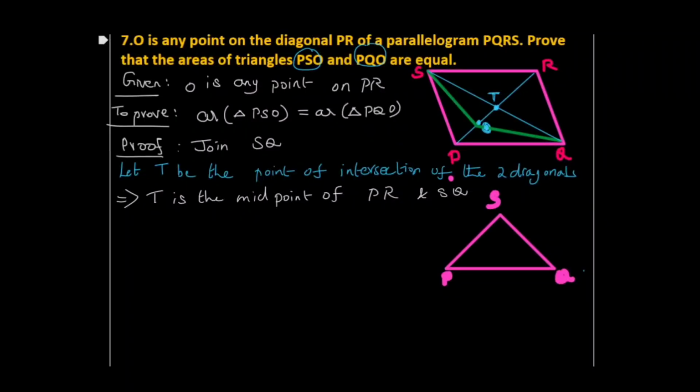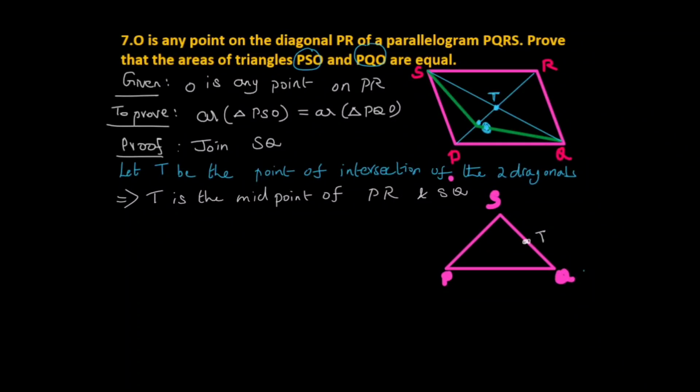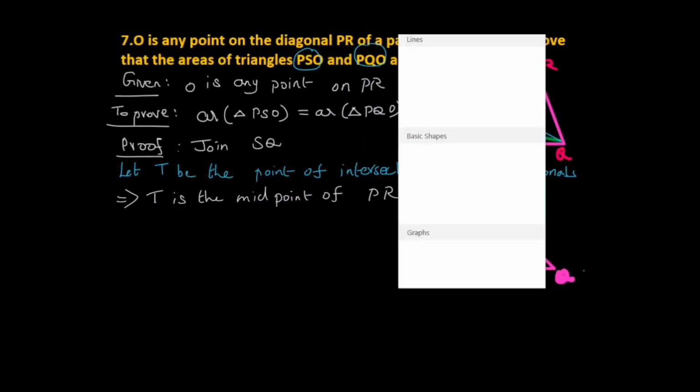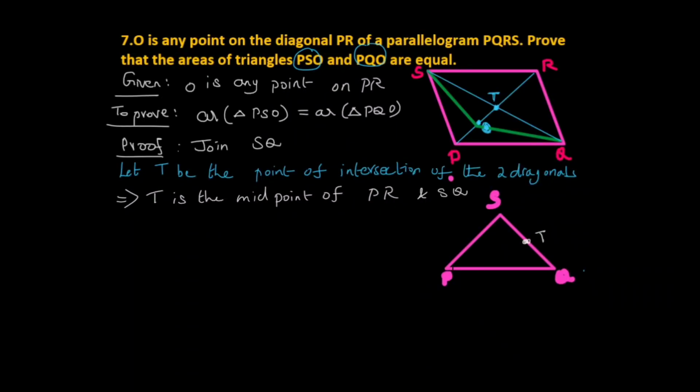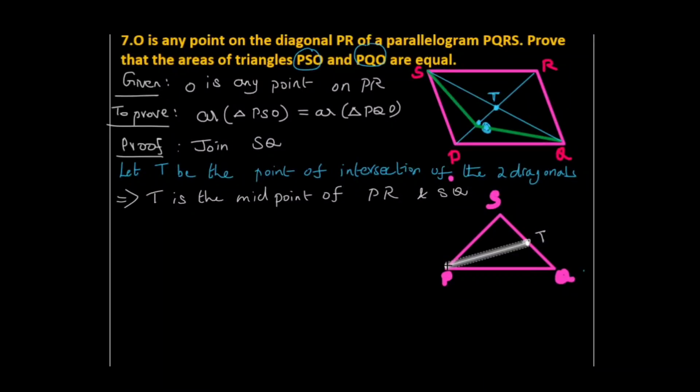So here we are having T, which is the midpoint. When we are joining the point P and T, we will be getting the median. From the vertex to the midpoint, when we are drawing a line, that is nothing but the median of the triangle.